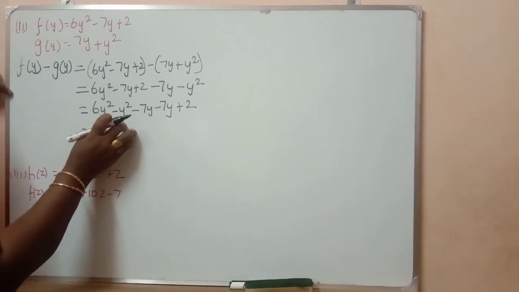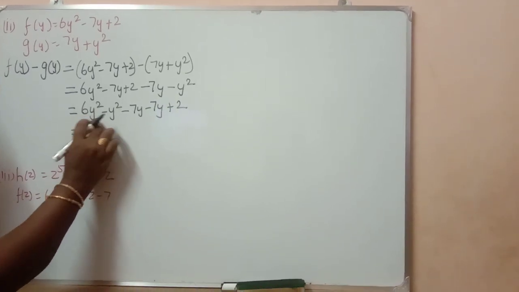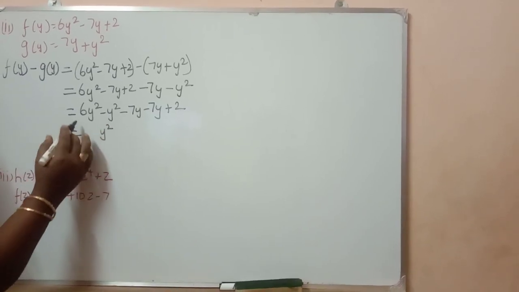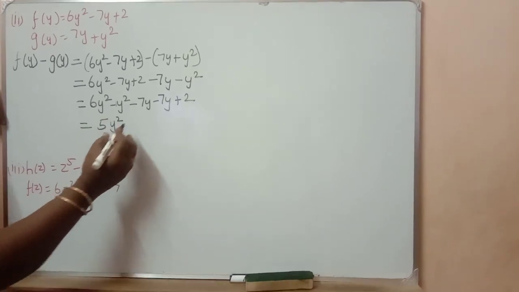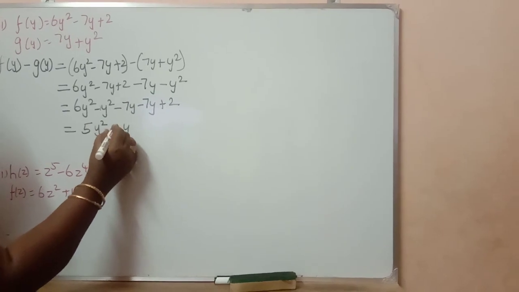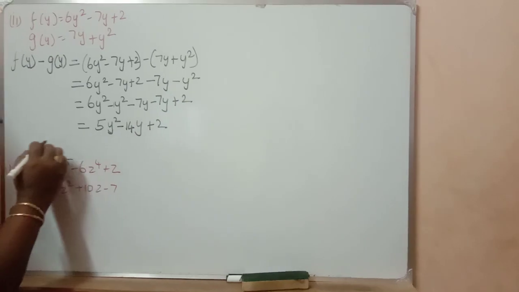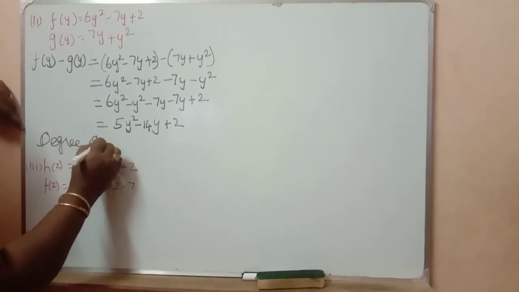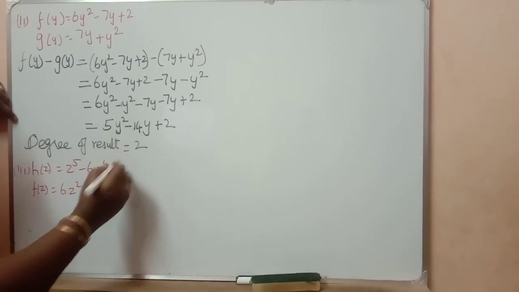Now, when we add or subtract the variables, if both are the same, like terms, these two are called like terms, y square, y square. So write the same y square. 6, here nothing is there, so 1. 6 minus 1, 5. Next, y: minus 7, same sign, add and put the same sign. So minus 14y, then only one constant is there. Okay. Now, the degree of this resultant polynomial, highest power 2.